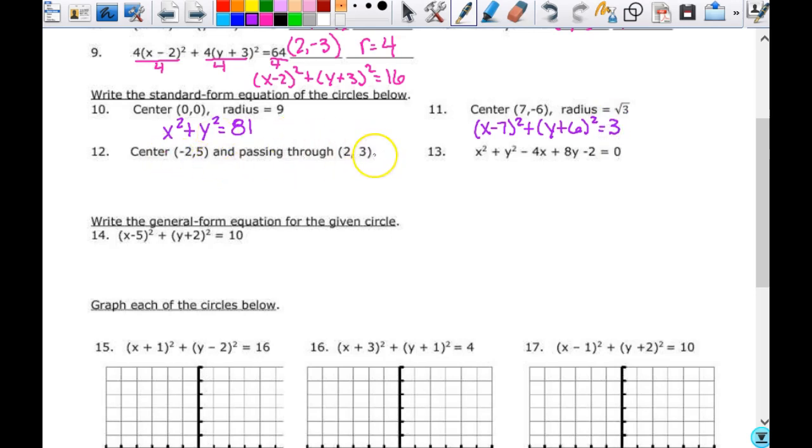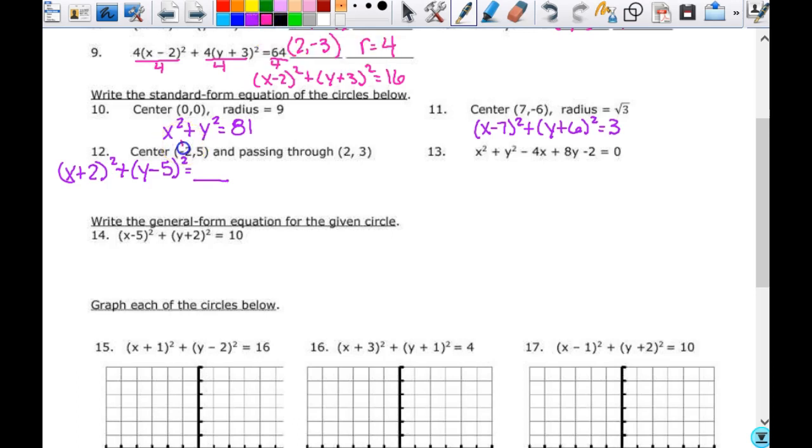This one was missed a lot on that quiz. You have the center, so we know how to start this. I can start it with x plus 2 squared plus y minus 5 squared equals, but then we have to figure out what r squared is. So I can substitute this in.